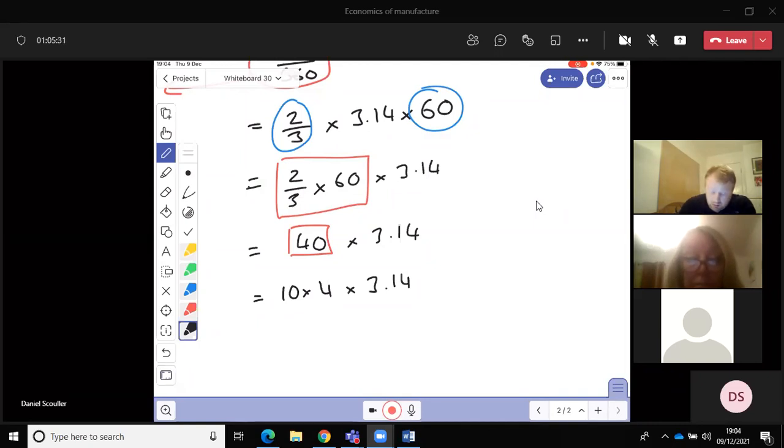So we can multiply the 3.14 by the 10 first, and just have 4 multiplied by 31.4.